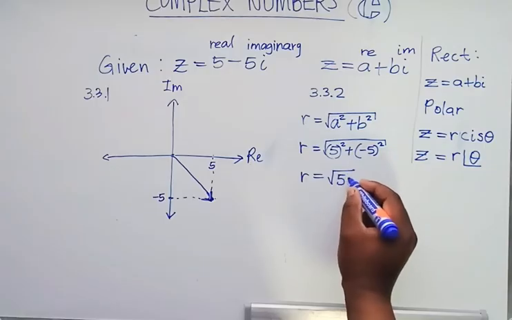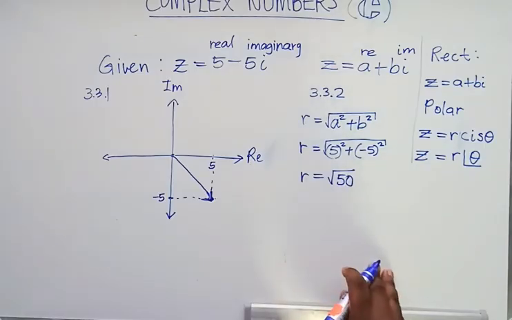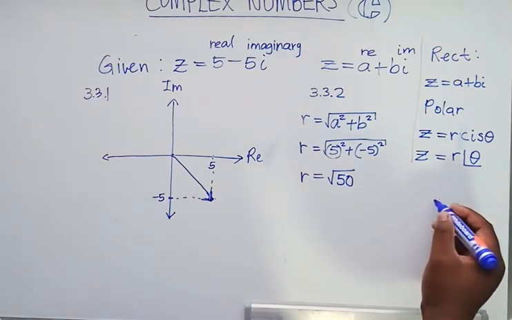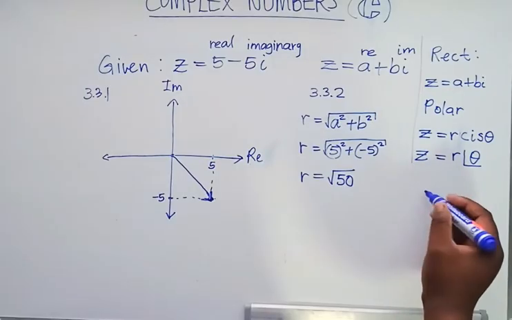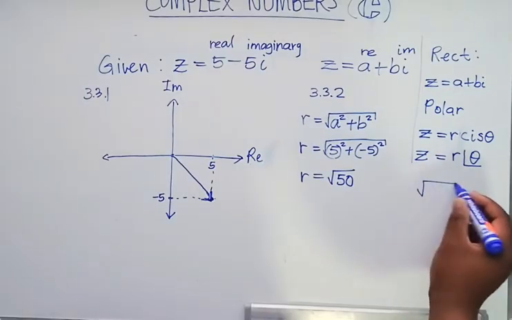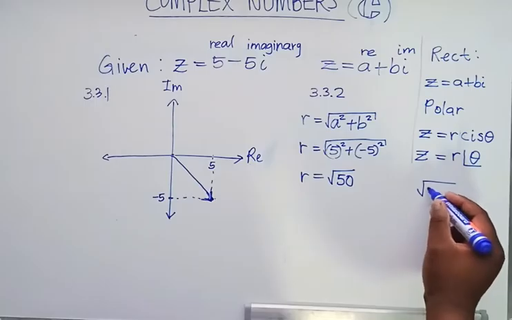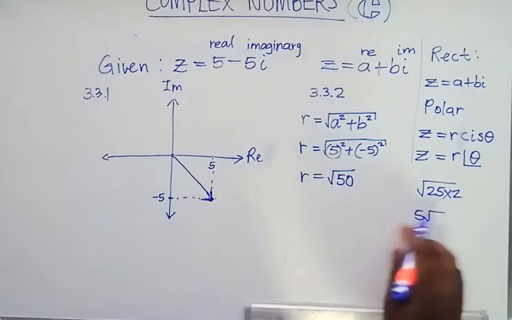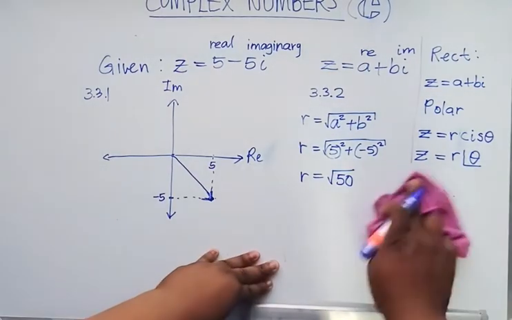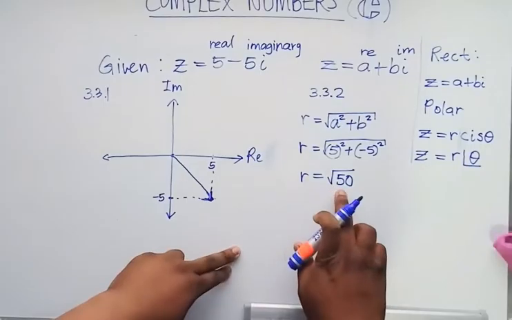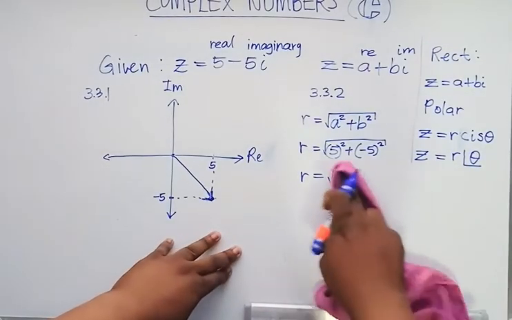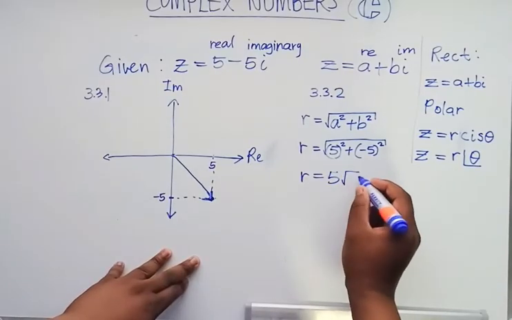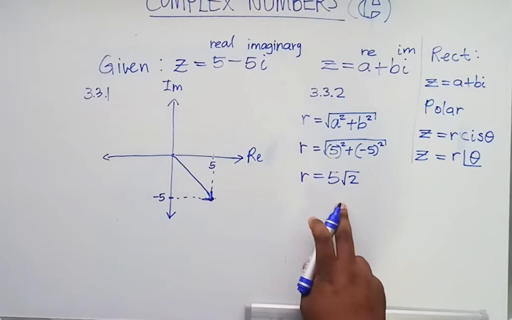When we simplify the square root of 50, let me see, it is 25 times 2, so that is 5 root 2. Yes, the square root of 50 is 5 root 2. So when it's simplified, it's actually 5 root 2. This is the value of r.